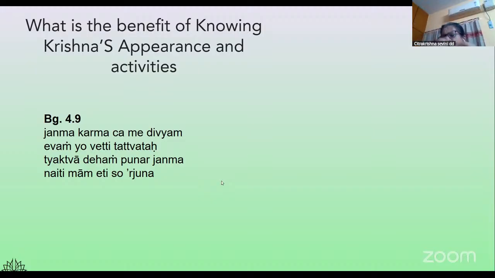That is 2.27, I think, no? If we are born, we have to die. If we die, we have to be born. Is it not? So it is not like that. Punarjanma naiti mameti so 'rjuna. You will not come back. If you know my activities are divyam and I am the absolute truth, when you leave your body, the soul will never come back. That's it.